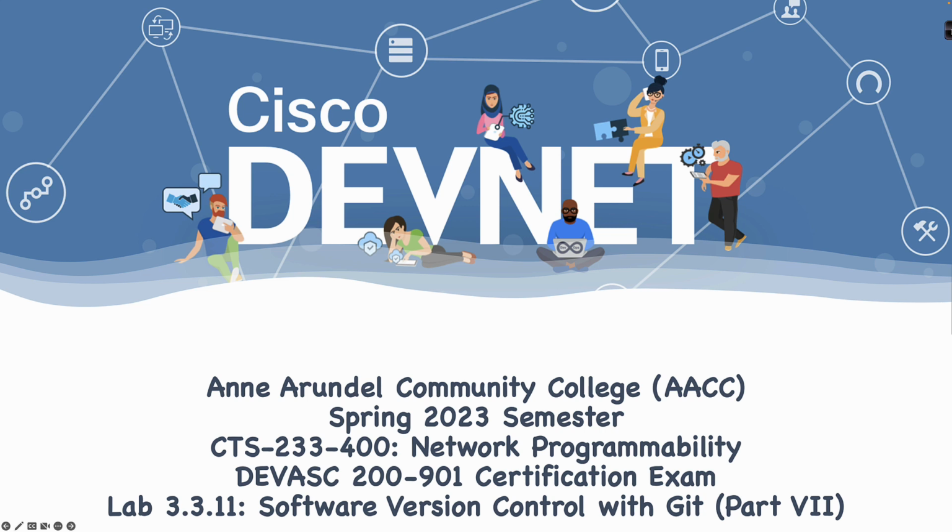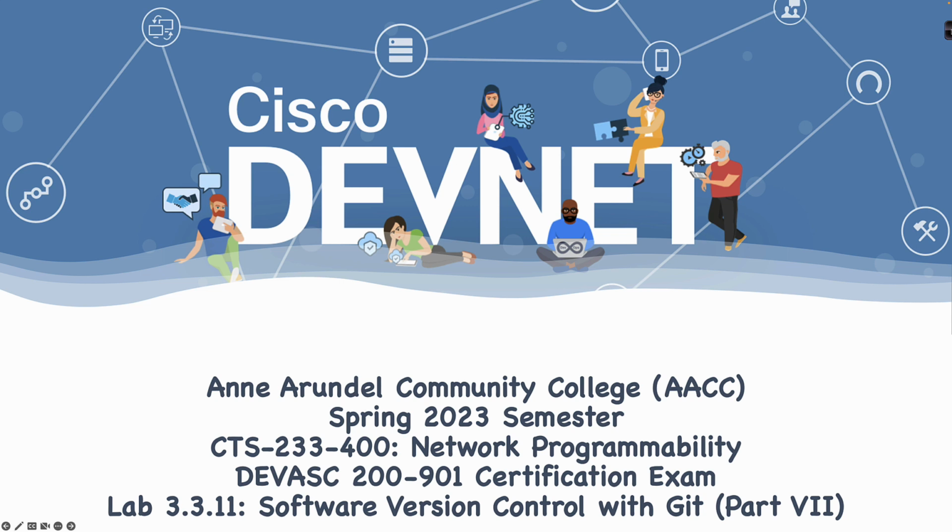This is the Cisco Networking Academy's DEVASC 200-901 Certification Exam Preparation course, and in this, our final video on Lab 3.3.11, where we're diving deep into software version control with Git, we're going to be covering Part 7 of the lab.